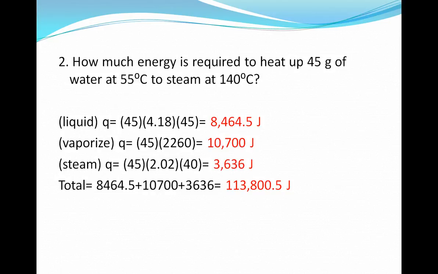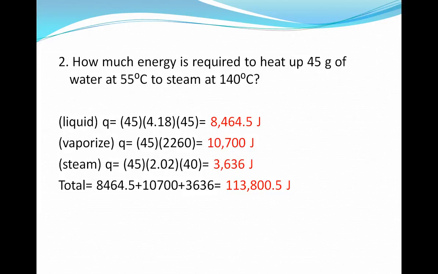8,464.5 joules of energy. Next part is vaporization. It is a phase change, so you use Q equals m delta H. You know your mass, and your delta H for vaporization is 2,260, and you get 10,700 joules of energy. Next part is steam. It is no phase change, so use Q equals mc delta T. You know your mass, and your C value for steam is 2.02, and change of temperature is 140 minus 100, so you get 40. So multiply them, and you get 3,636 joules of energy.